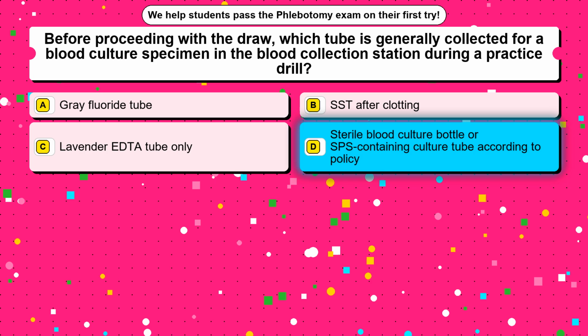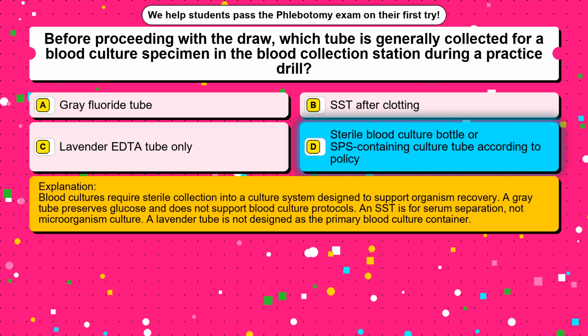The correct answer is option D, sterile blood culture bottle or SBS containing culture tube according to policy. Blood cultures require sterile collection into a culture system designed to support organism recovery. A gray tube preserves glucose and does not support blood culture protocols. An SST is for serum separation, not microorganism culture. A lavender tube is not designed as the primary blood culture container.